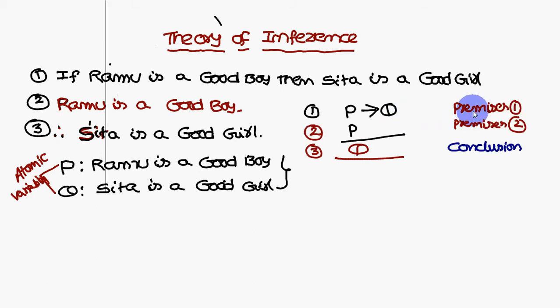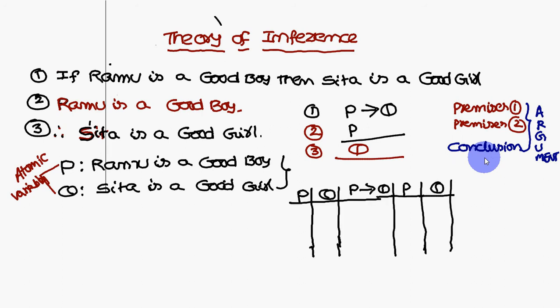These two are called the premises, first premise and second premise. This is the conclusion. So these three together we call an argument. Whether this argument is valid or not, we have to discuss. From the first two premises I am saying that Q is the conclusion. The two premises and conclusion together you call an argument. This argument is valid or not, we have to discuss using truth tables.